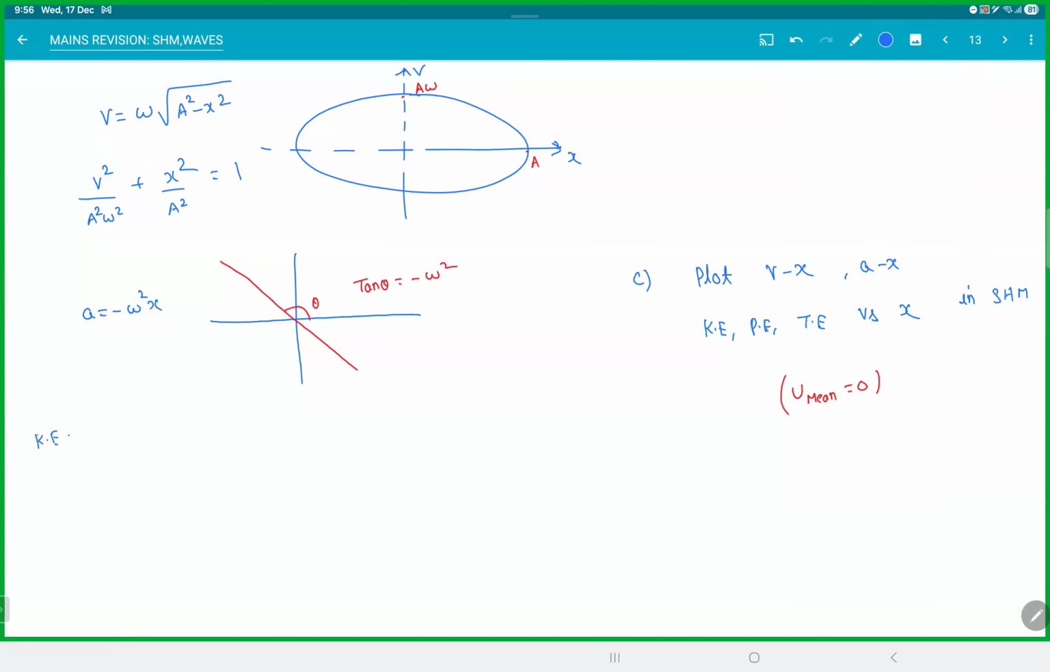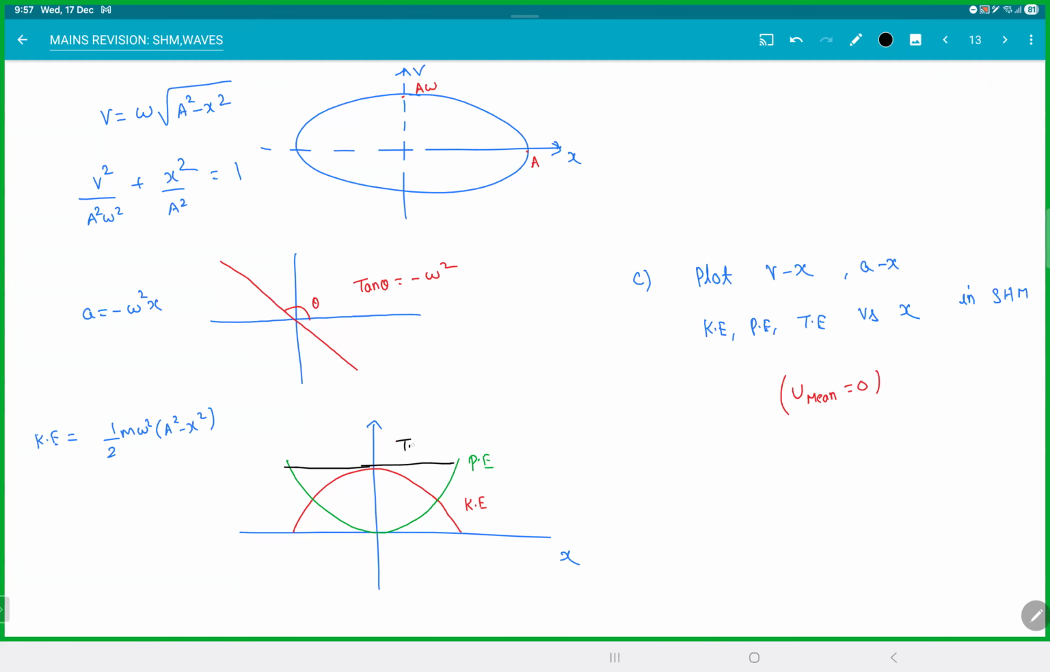Kinetic energy is half mv square, that is half m omega square times a square minus x square. Hope you remember this. This is the standard one. The kinetic energy graph, it's easy to remember this way. At the extreme positions, kinetic energy must be zero. It's an inverted parabola. At the extreme positions, potential energy is maximum. This is an upward parabola. The total energy will never change. So that will just be a constant line. Remember the graphs?